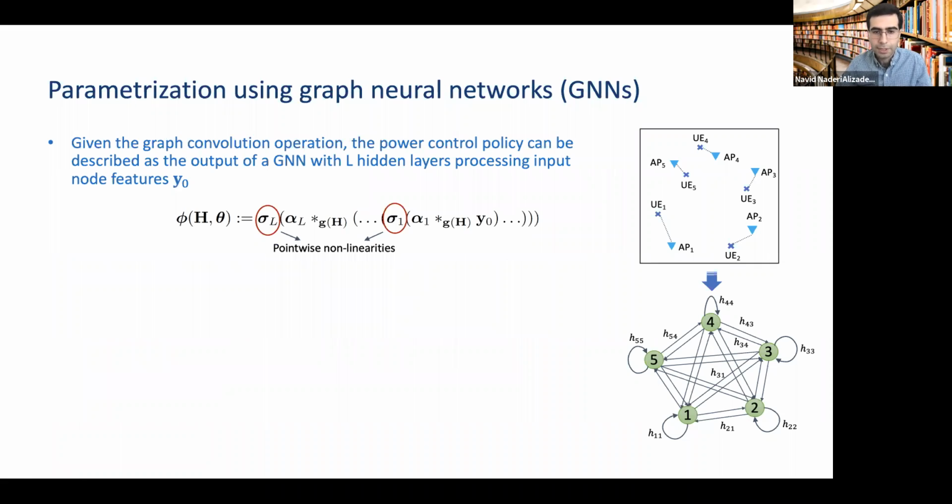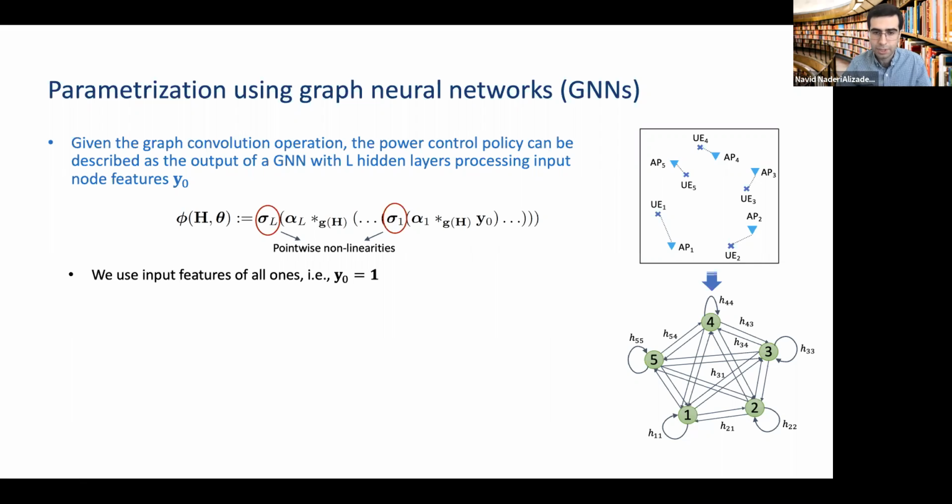So now having defined the graph convolution operation in the previous slide, we can now concatenate these layers, L of those operations, together with some pointwise nonlinearities. And then based on that, we will end up with this power control policy. So basically, as our input we have an initial feature vector for the nodes, and at the output we will end up with some, let's say, power control levels for the different APs.